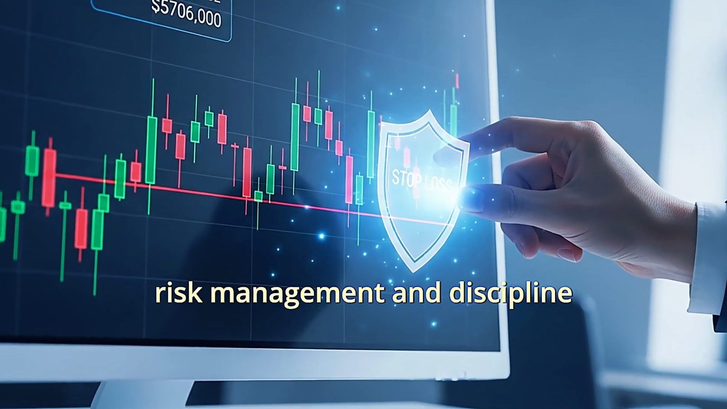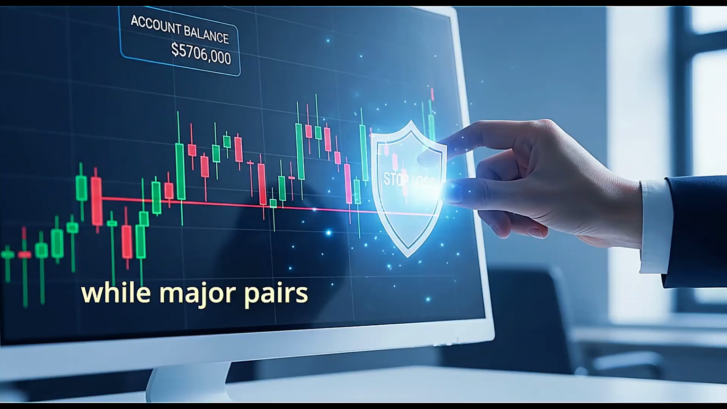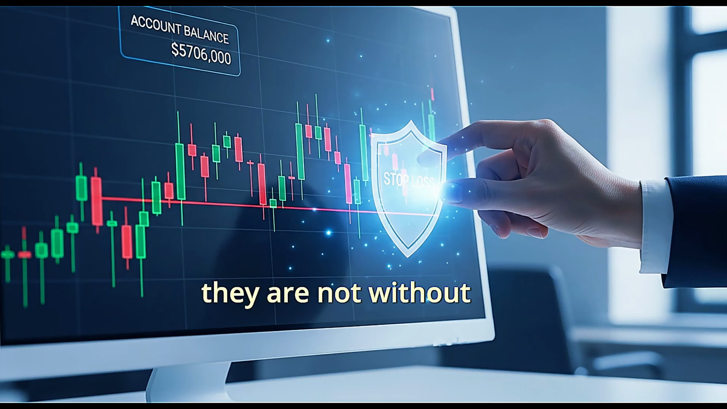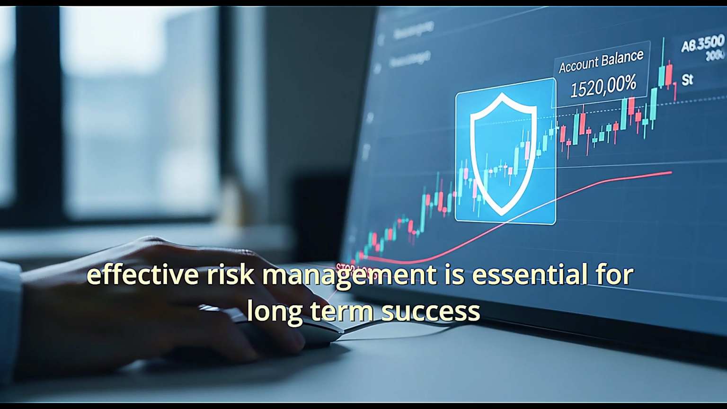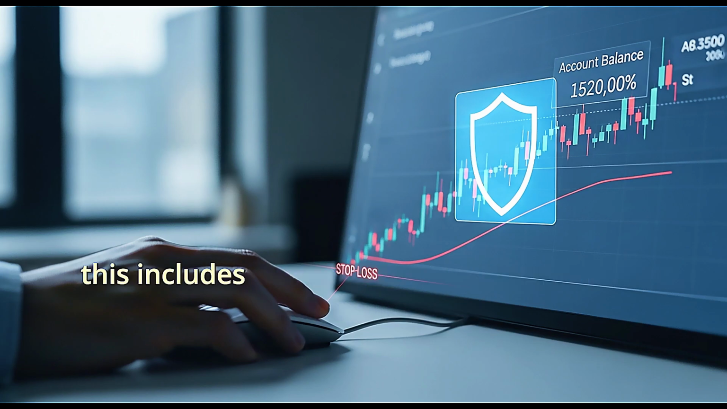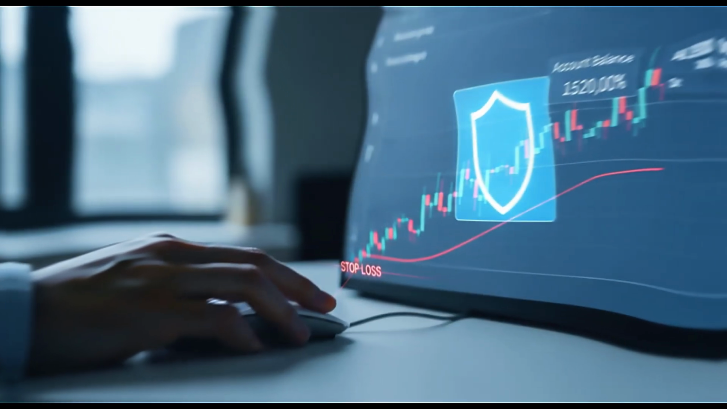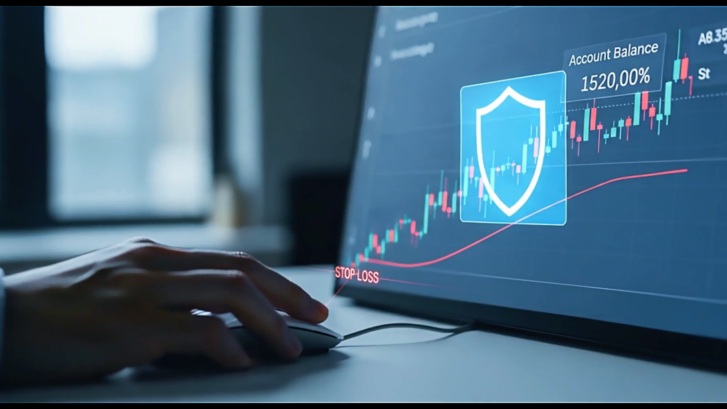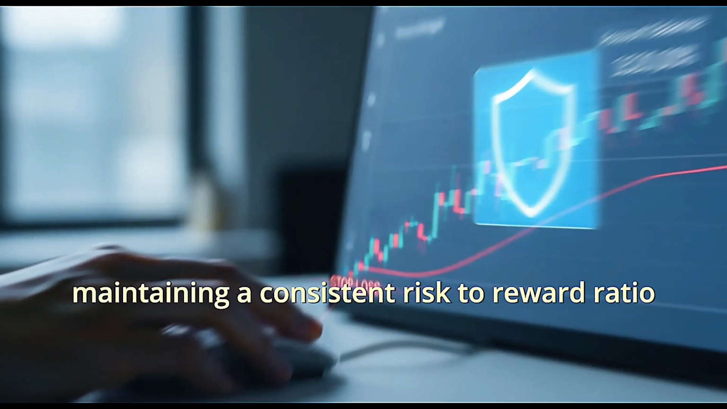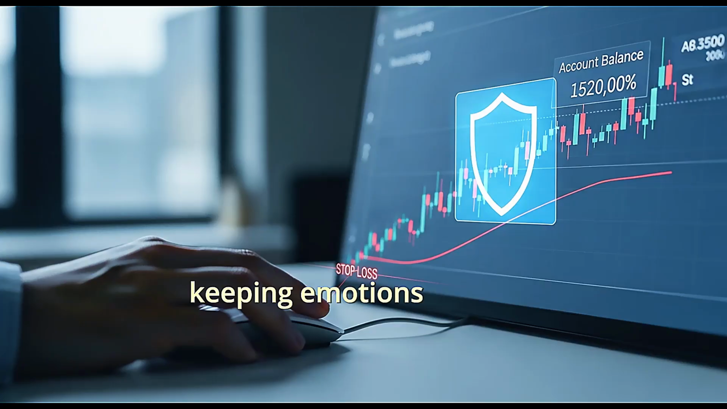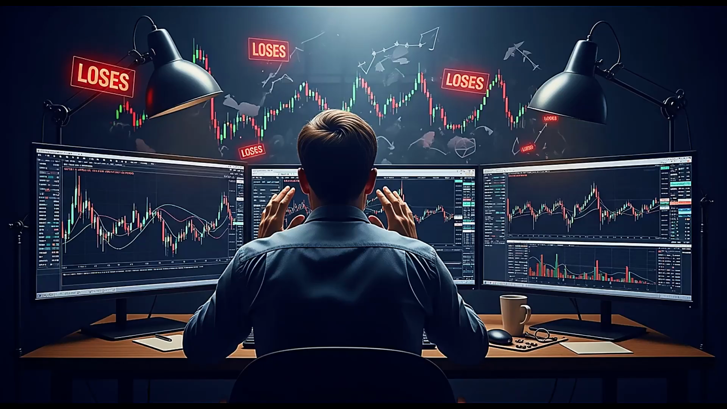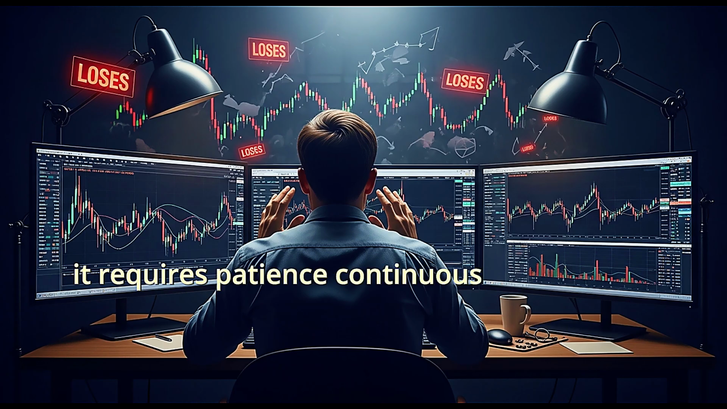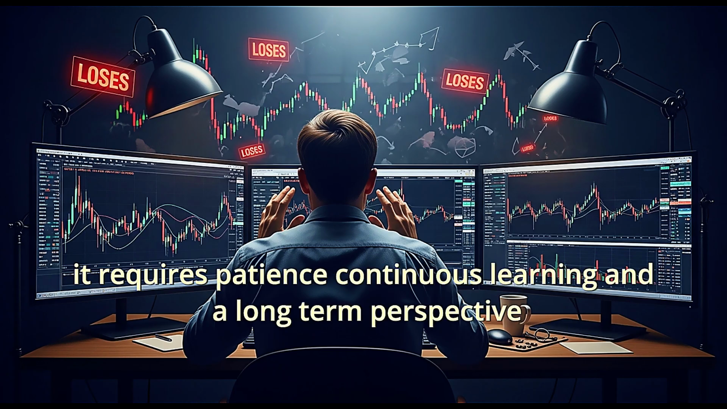Risk management and discipline. While major pairs offer many opportunities, they are not without risk. Effective risk management is essential for long-term success. This includes using stop-loss orders to limit potential losses, avoiding over-leveraging, maintaining a consistent risk-to-reward ratio, and keeping emotions in check. Forex trading is not a get-rich-quick scheme. It requires patience, continuous learning, and a long-term perspective.